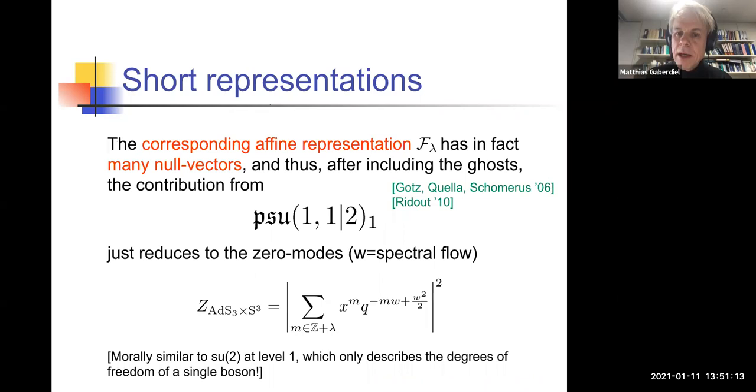Now, it's not that you can just see that you have no continuum. You can actually write out and describe the representations that you get. And the corresponding representations, the affine representations of PSU(1,1|2), they actually have very many null vectors. I mean, the way you should think about it, it's a little bit like SU2 at level 1. SU2 at level 1 has gazillions of null vectors. And as a consequence, it looks like a single boson rather than like 3 bosons as you would generically expect for SU2. So the character of the representation is much, much smaller than for generic values of K.